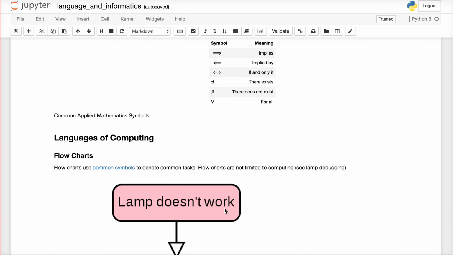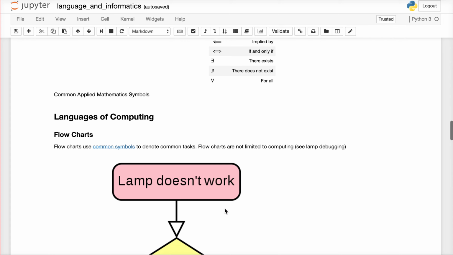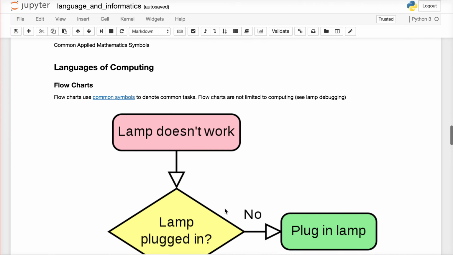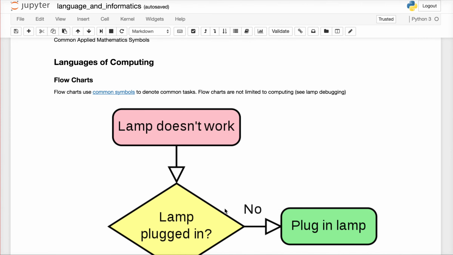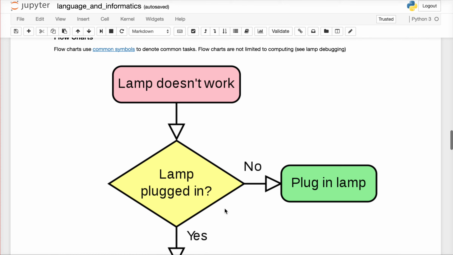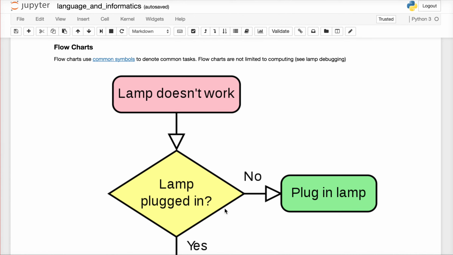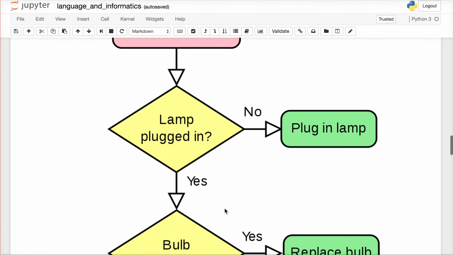Within computing, there are various languages we might use. Here's a quick overview of some of these. There are flowcharts, and flowcharts use common symbols to denote common tasks. Here's an entertaining example about whether a lamp works and how you might work through deciding what's wrong and what action you should take. A flowchart is a kind of language that would be used both in mathematics and computing.